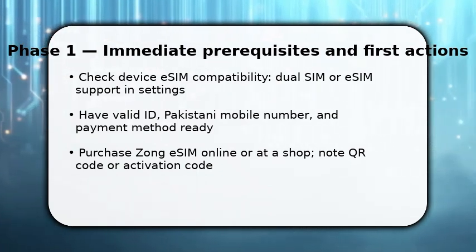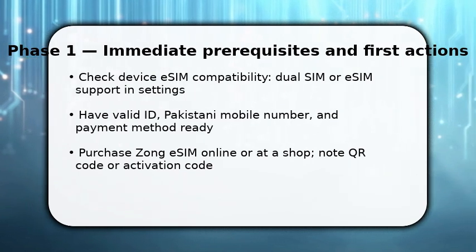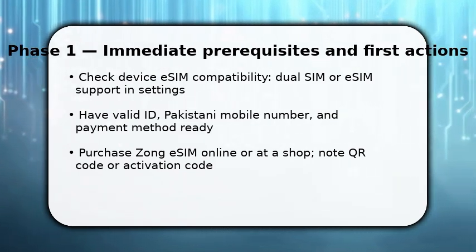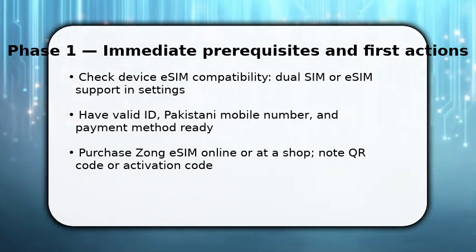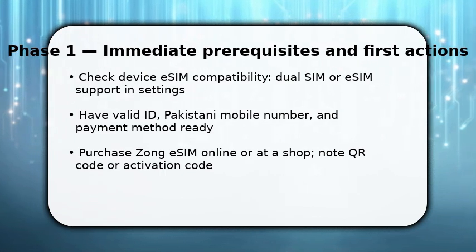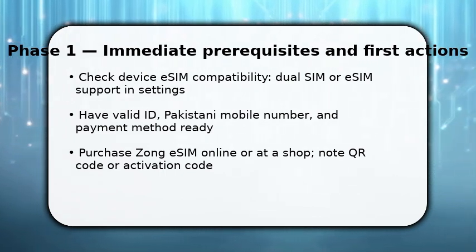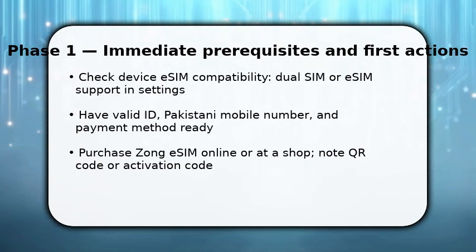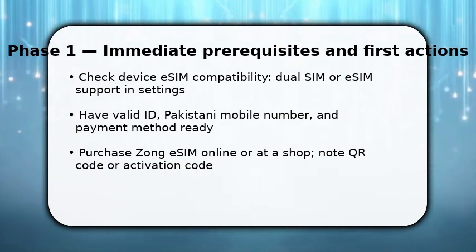Buy the Zong eSIM via their portal or an authorized retailer. You'll receive either a QR code or an activation code. Take a clear photo or screenshot of that QR and save the purchase receipt, because you'll need it to proceed during installation and for support.